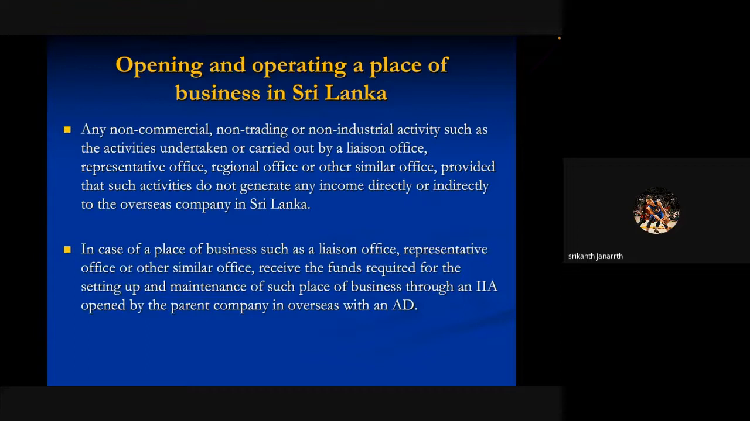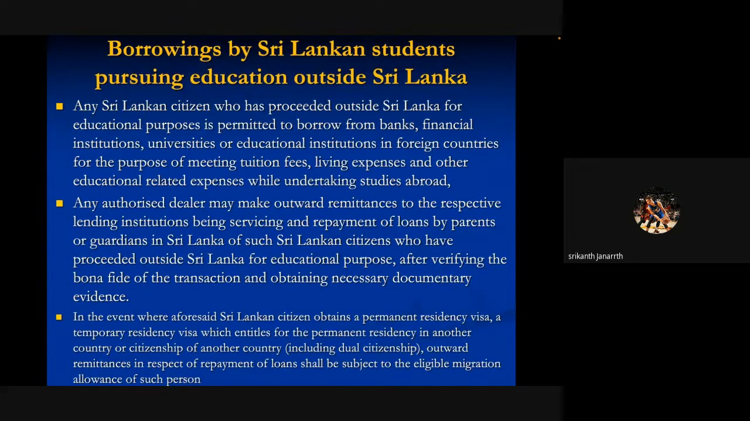If it is a profitable venture, commercial, industrial, trade arm, they have to register the office by bringing $200,000 through IIA. Here, for maintaining just a representative office, they have to bring a certain amount of money which is required to maintain it, again through the IIA account. So now you know inward and outward investment has a lot of sub-parts which you should know, right? Now we are moving on to borrowing by Sri Lankan students pursuing education outside Sri Lanka.